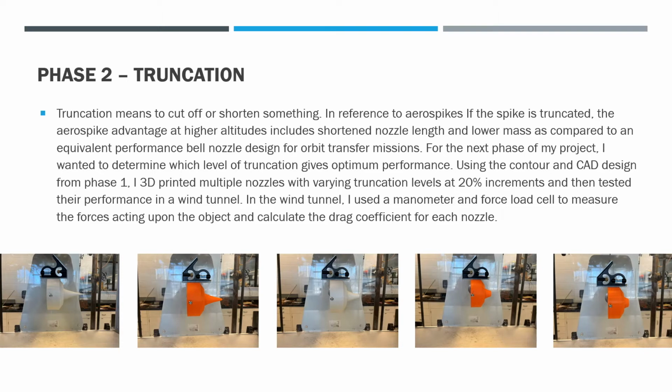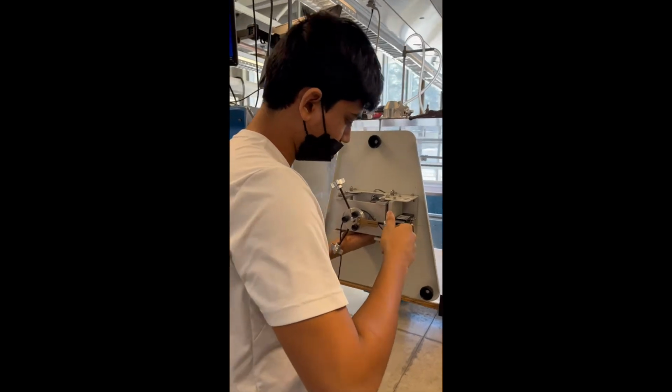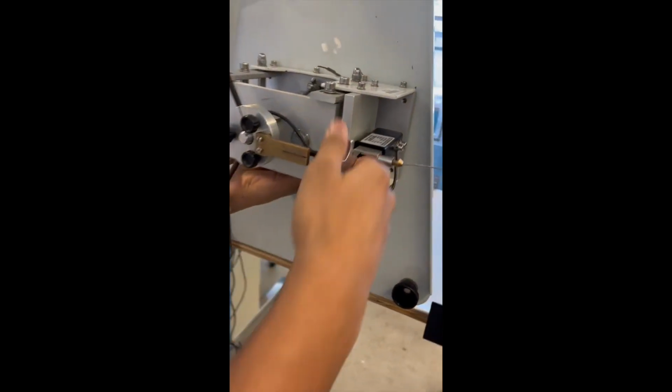tunnel and used a manometer and a force load cell to measure the forces acting upon the object and calculate the drag coefficient for each nozzle. While footage of one of the trials of experimentation plays on screen, I'll go through the wind tunnel testing materials and procedures employed for this experimentation.